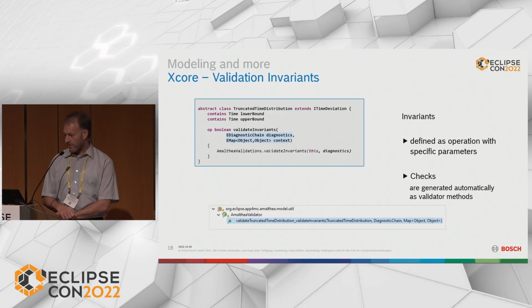The second possibility that is always mentioned is the invariant. That is a possibility to provide a method that checks the context of one specific class or one specific element. You only have to provide an operation with these arguments, so you have this diagnostic chain and this map of objects, and then it will be triggered every time you change a model element of this class.